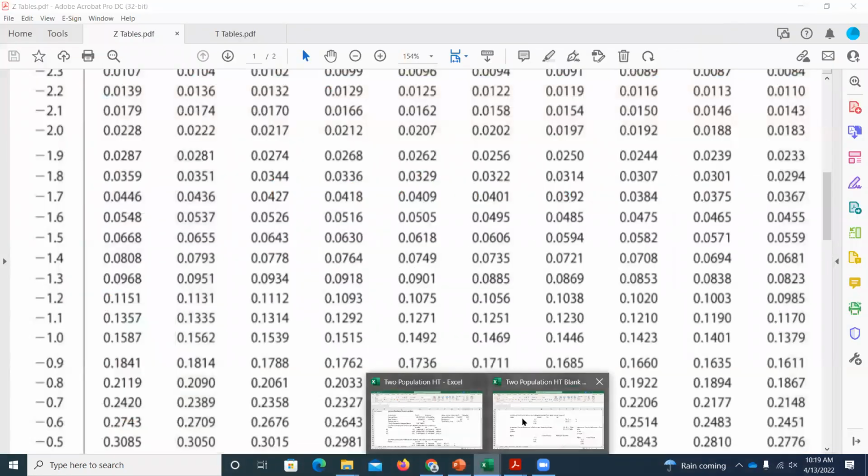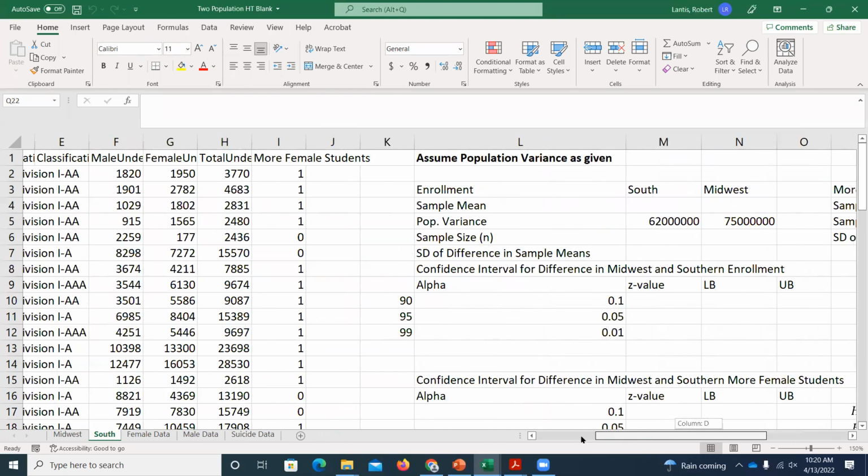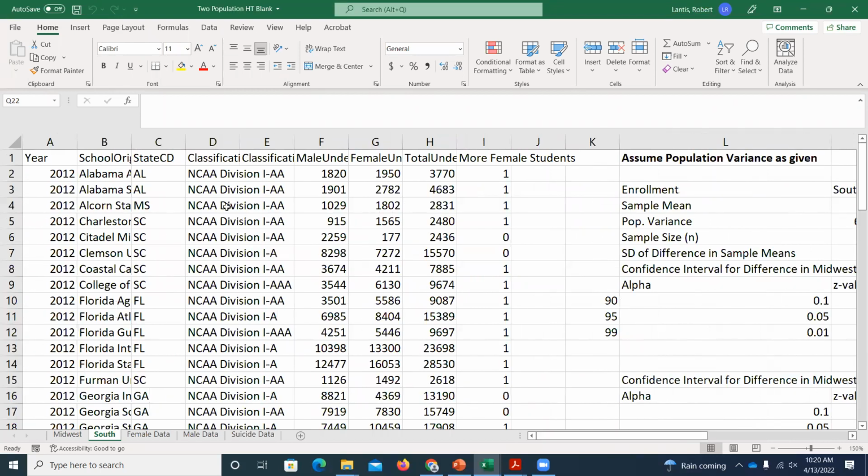Okay, so on Canvas, under the in-class data folder, I have this 2 population hypothesis test for HT blank file. So we're going to work with that, do some proportion stuff in Excel. I've got two different samples. One is these Southern schools, and I had this 1-0 variable for whether or not there were more female than male students, or at least undergraduates, at that school for every single school in my sample.